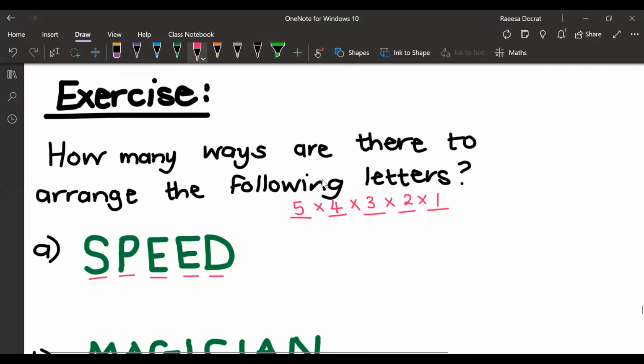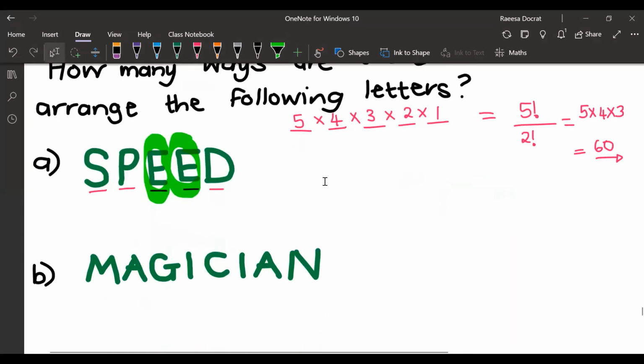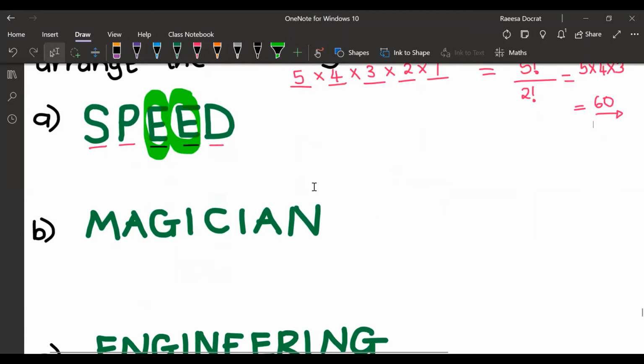So the number of ways of arranging the word SPEED is 5 factorial. But then we note that there are repetitions of the letter E, so we have to divide by the number of repetitions factorial, which is 2 factorial. When we simplify this, it is equal to 5 times 4 times 3, which is 60 different ways of arranging the word SPEED. Let us have a look at the next word.